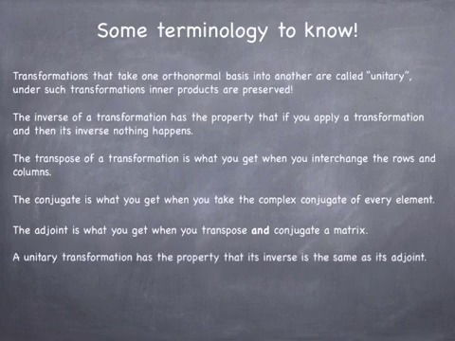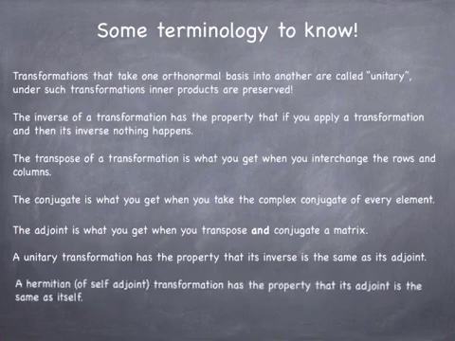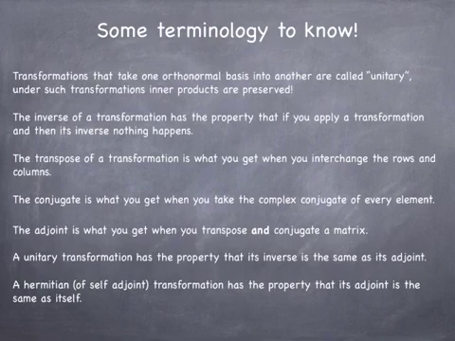Okay, a unitary transformation has the property that its inverse is the same as its adjoint. So in a unitary transformation, taking the adjoint and taking the inverse produces the same result. And finally, a Hermitian transformation, or sometimes it's called a self-adjoint transformation, has the property that its adjoint is the same as itself.